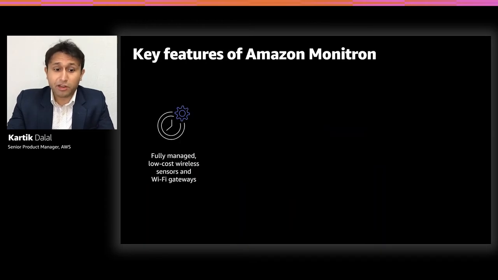First, it offers fully managed low-cost sensors and Wi-Fi enabled gateways. The wireless nature of the sensors and the gateways means you don't have to invest in complex cabling in order to start monitoring your equipment. The sensors and the gateways are pre-configured to use with the Monitron service. You do not have to write a single line of code. Reliability managers can use these sensors and gateways out of the box to start monitoring their equipment.